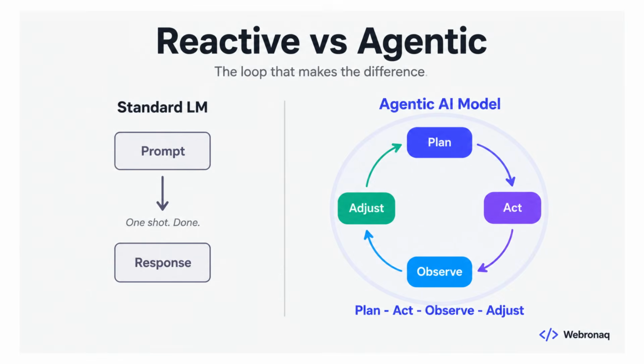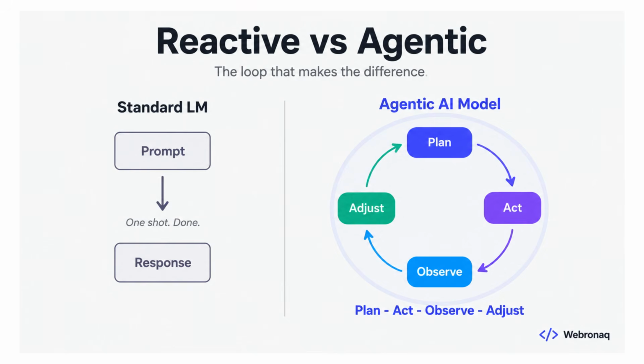Alright, so let us start with the big idea. A standard language model sits and waits. You send it a prompt, it generates a response, and it stops. That is it. It is stateless and reactive. An agentic AI model is something different. It can plan, take actions, observe the results, and then adjust based on what it finds. Think of it like the difference between asking a colleague a question and actually handing a project to that colleague. The first gets you an answer. The second gets you a completed task.